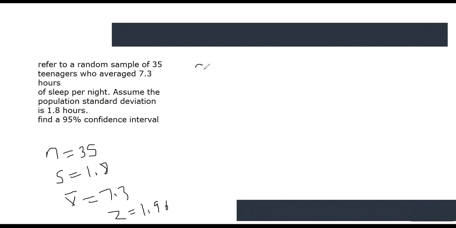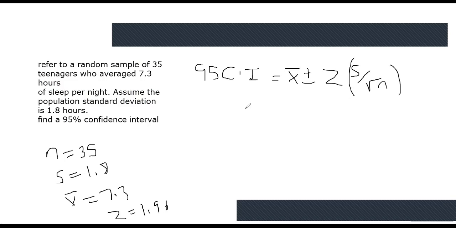1.96. So how do you find a 95% confidence interval? What format do we use? Mean plus or minus Z, standard deviation over square root of N. All right, so 7.3, 1.96, then 1.8 over square root of what? 35. You get it?